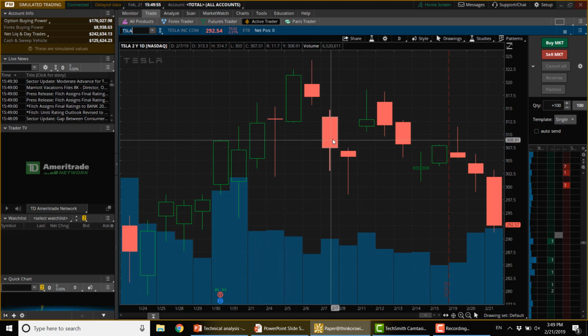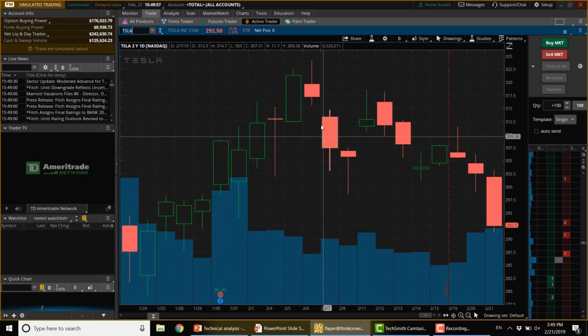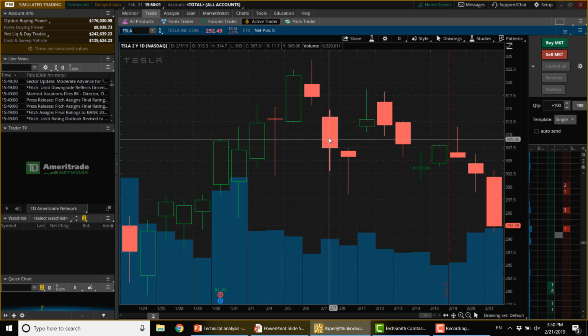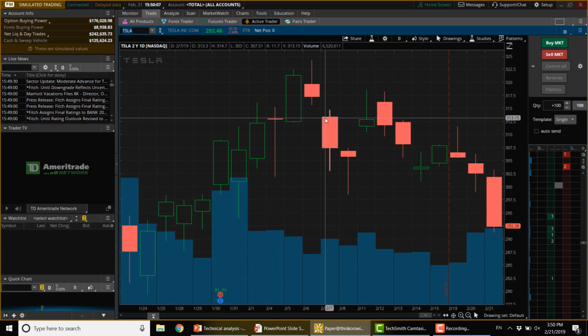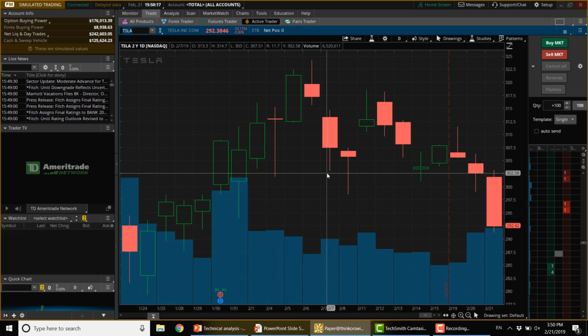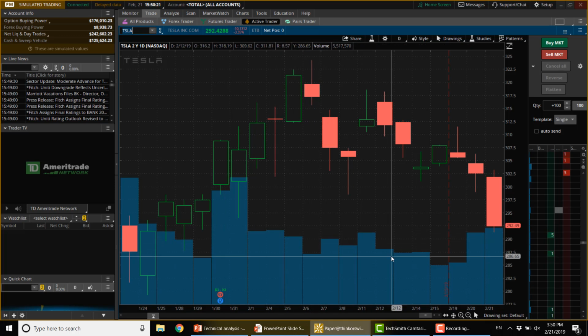Now, these pinkish candlesticks are the exact opposite. They indicate that during this interval, the price declined. So the way we read these is the top part of the fat part of the candlestick is the opening price, the bottom part is the closing price, and then the high is up here and the low is right here. So that's how you read a candlestick chart. And then down here we have the volume for each of these days.